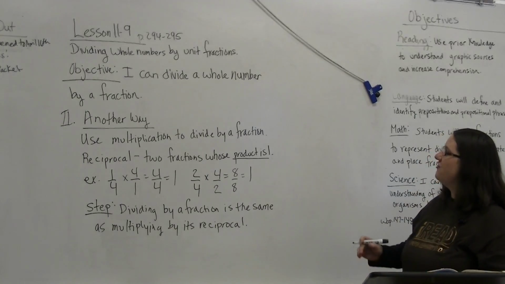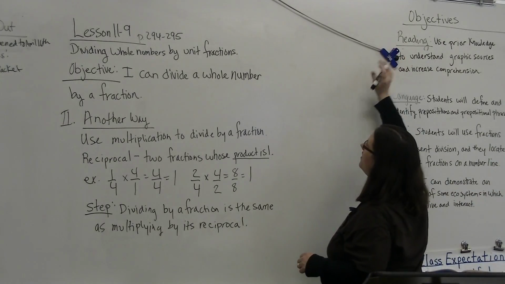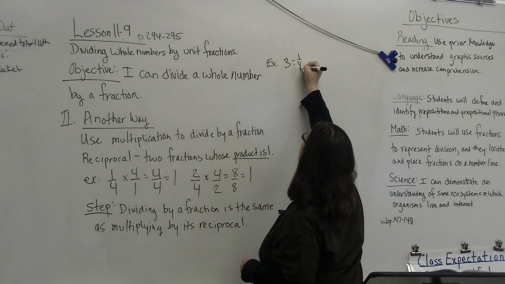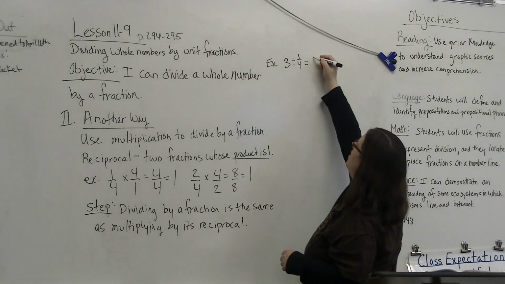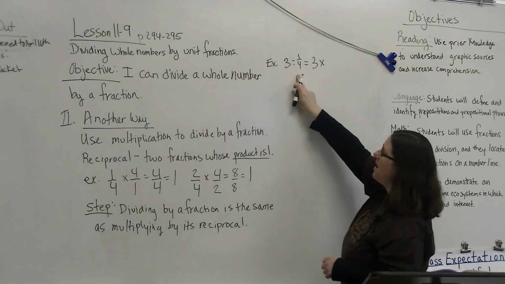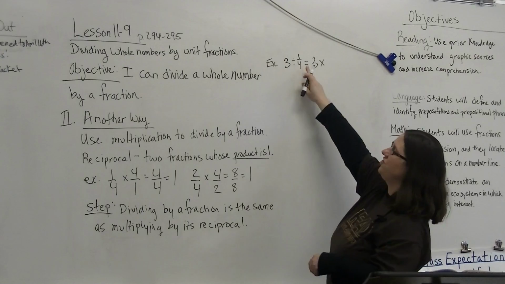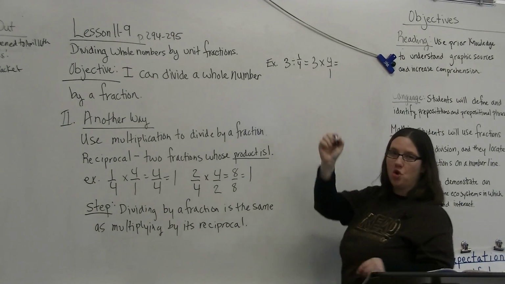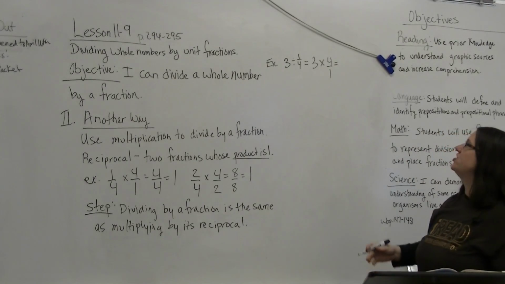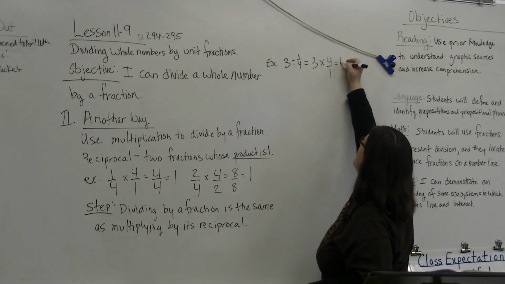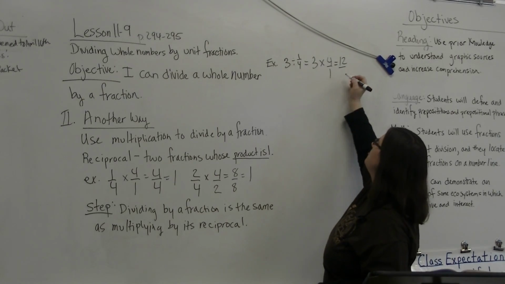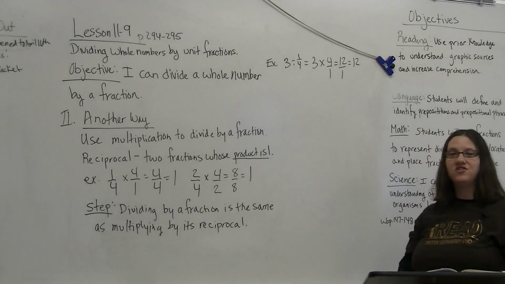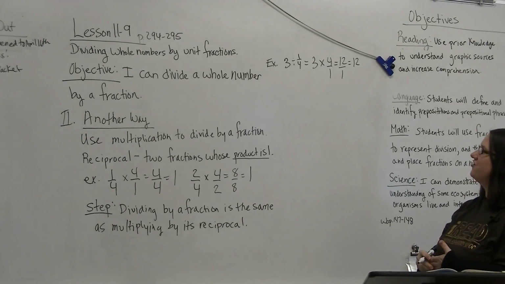So 3 divided by 1/4 was our first one. Again, you're going to take the whole number 3 and multiply it by the fraction's reciprocal. So what's the reciprocal of 1/4? That's 4 over 1. And do your normal steps for multiplying fractions. We multiply the numerators first. 3 times 4 is 12. Denominator second, which is 1. And 12 over 1 is equal to 12. So the same things we've been working on for our last few lessons.